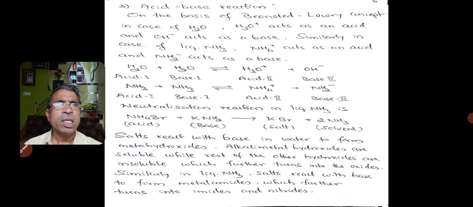It is called the conjugate base of the parent acid. That is called the conjugate acid of the parent base. Hence, it is called acid 2. Similarly, hydroxide ion is called the conjugate base of the parent acid. Similarly, the two ammonia molecules turn into NH4+ and NH2-. NH4+ is called acid 2 and NH2- is called base 2.